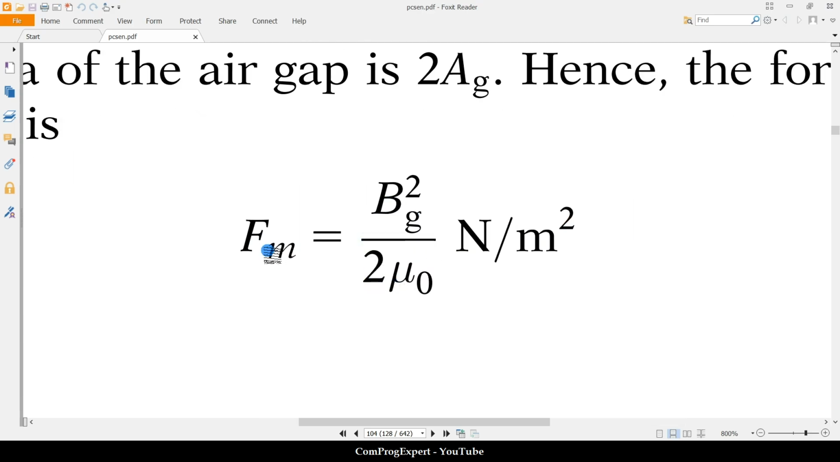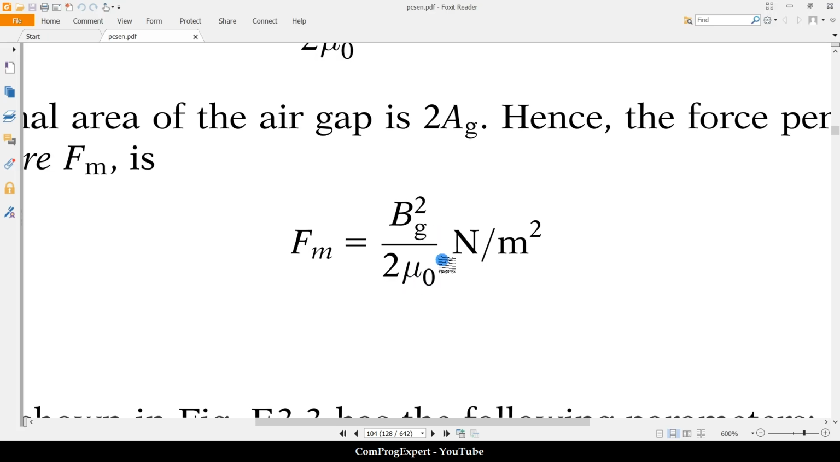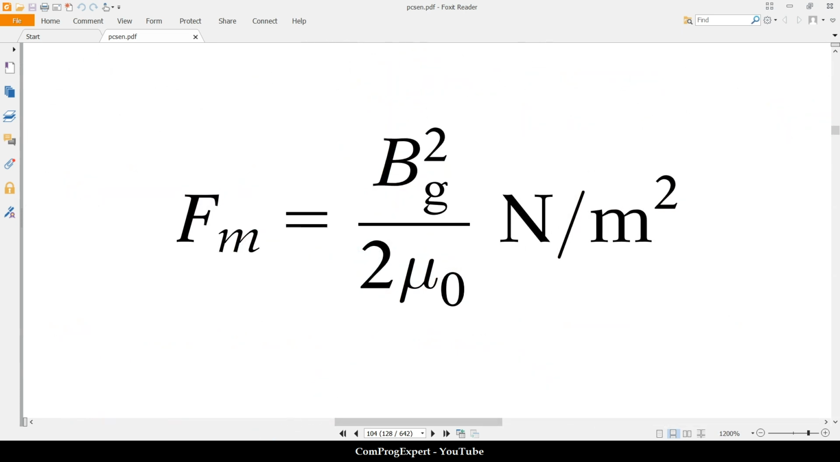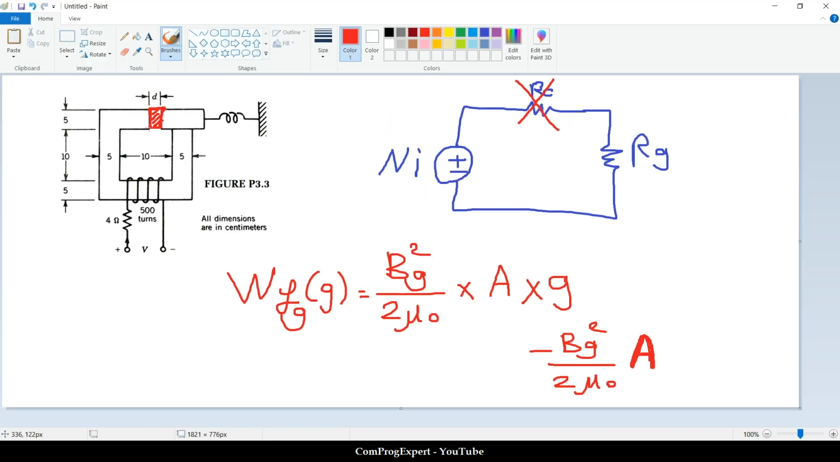This is the force density, in Newton per meter squared: B_gap squared divided by 2 mu 0. If we multiply this by the cross-section area, we will have force. So simply we can neglect the iron reluctance. This will be the energy stored in the air gap. We take the derivative with respect to the position coordinate, and we will have this value for the force. This is the force density, and this is the area.